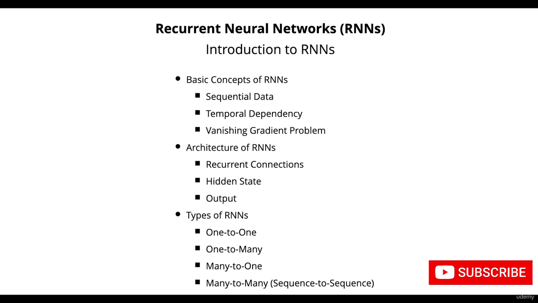One-to-many generate a sequence output based on a single input, example image captioning. Many-to-one produce a single output based on a sequence of inputs, example sentiment analysis. Many-to-many, or sequence-to-sequence, process a sequence of inputs and produce a sequence of outputs, example machine translation.